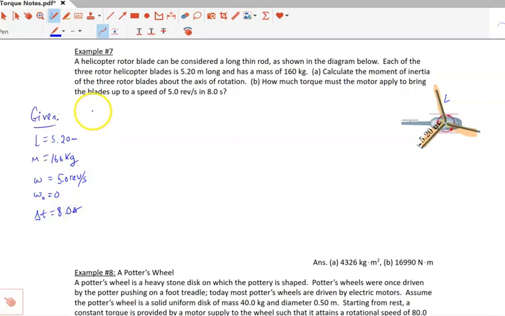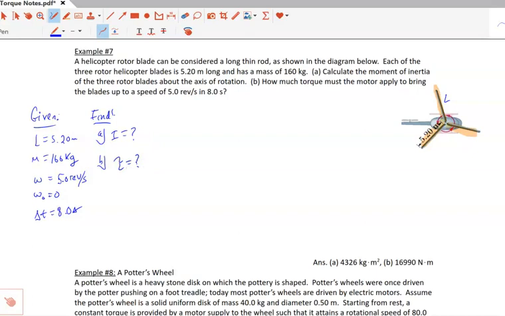So what we're asked to find is, in part A, the moment of inertia of this rotor blade system. And in part B, we're asked to find the torque on the system, and that's about it, right?